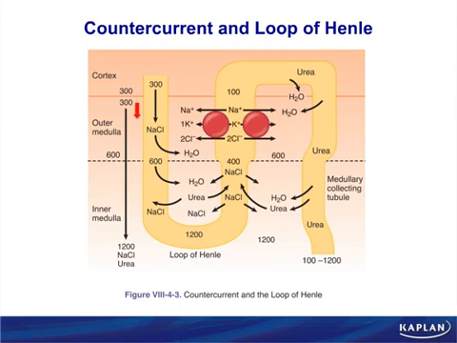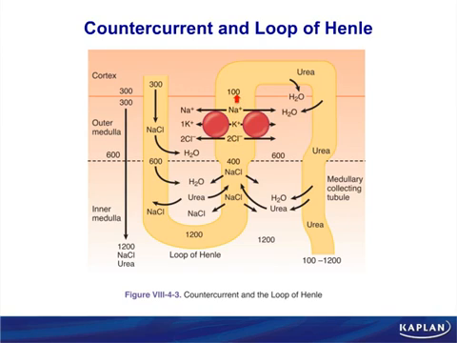So let's take a better look at this. As you flow down the descending loop of Henle, the descending loop of Henle is very permeable to free water and very impermeable to electrolytes. So what happens? You reabsorb free water passively, and that concentrates the ultrafiltrate. So now your ultrafiltrate at the tip of the loop of Henle is very concentrated, 1200 milliosmol.